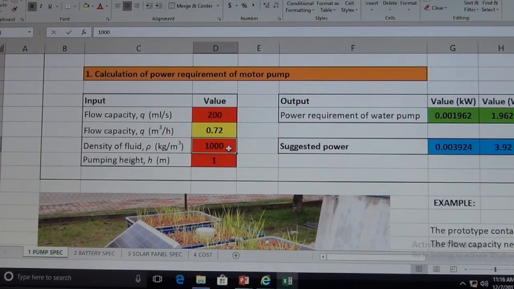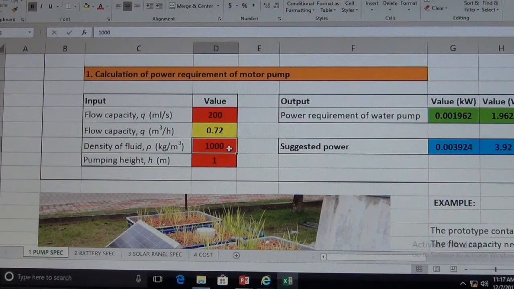Density of fluid, if we are using fresh water, is approximately 1000 kg per meter cube. This is constant. We don't use salt water to water our plant. We use fresh water, so it is approximately 1000 kg per meter cube. And the flow capacity depends on the plant.